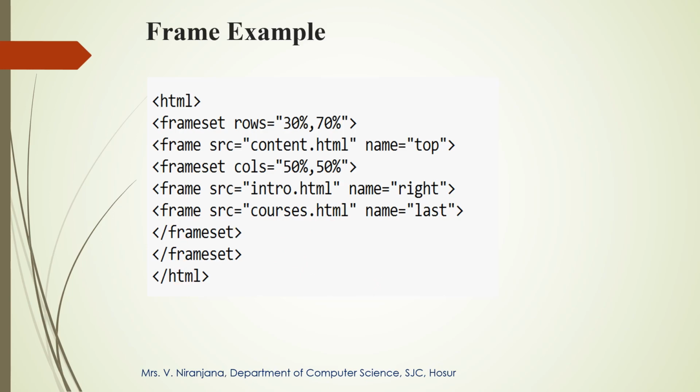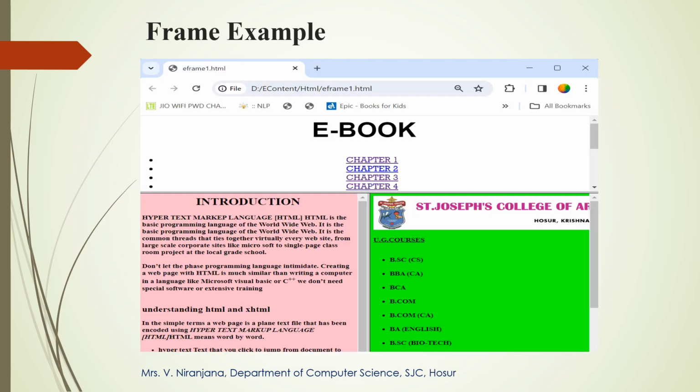Now we can see how this frame will be displayed. So in this window, on top, there will be one frame, and at the bottom, you have two more frames which are divided column wise. Now you can see the output screen here. On the top, 30% of the window contains one file, and the bottom is again divided into two frames. On the left side you have one page, and on the right side you have another page. So this is how we define or divide the frames.